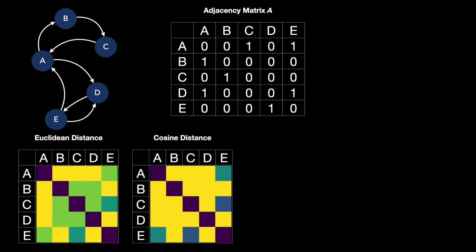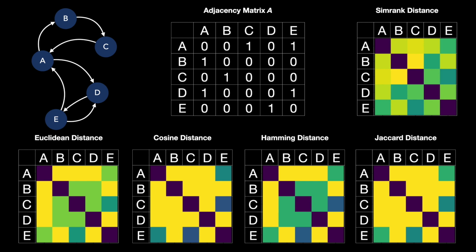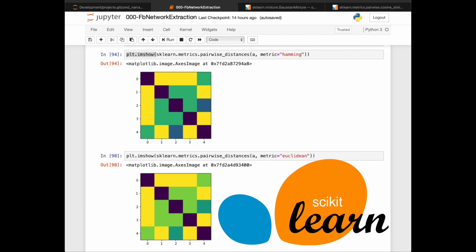We see some differences between Euclidean and cosine distance, especially with respect to node B, where in Euclidean distance node B is pretty close to C and D, but in cosine distance, node B is actually just as far away from C and D as it is from E and A. And we have Hamming distance and Jaccard distance as well, where we can see slight variations across all these different distance matrices. And in fact, the scikit-learn package for Python has a pairwise distance function with many different options for which distance metric you want to use based on your particular context or needs.